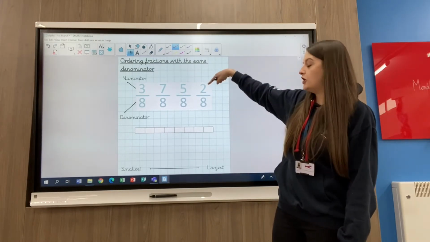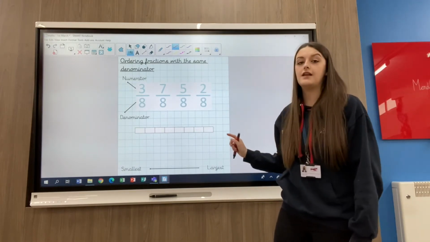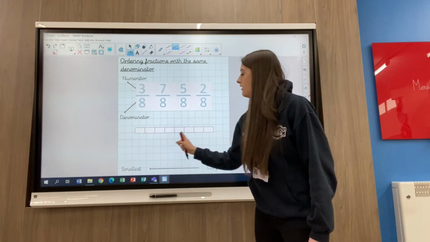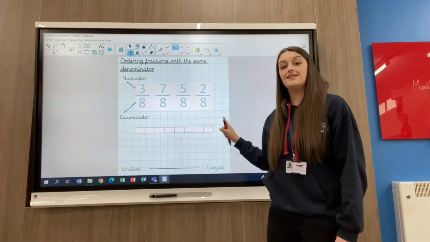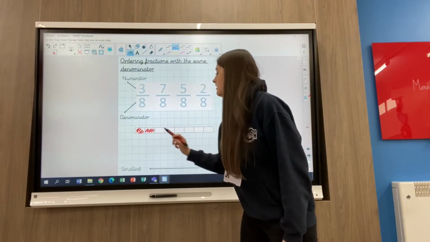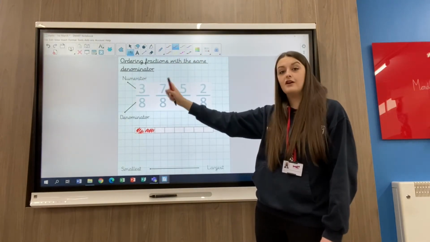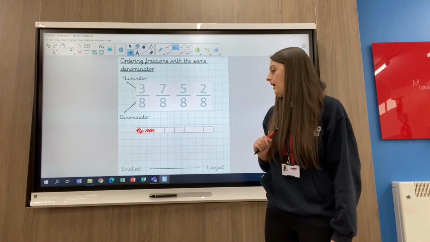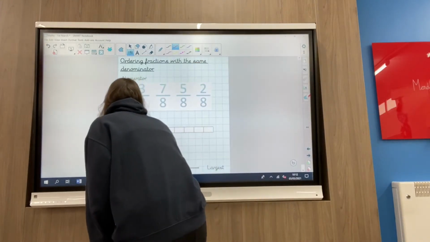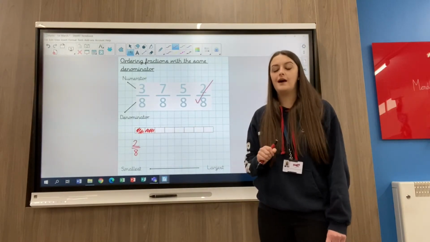If you said 2, well done. Now 2/8 is the smallest fraction there, because if you think, my shape has been split into 8 equal parts. If I've got 2 of those parts, that's smaller than having 3 of those parts, or 7 of those parts, or 5 of those parts. So I'm going to put 2/8 as my smallest fraction. I'm going to tick it off so I don't repeat that one again.